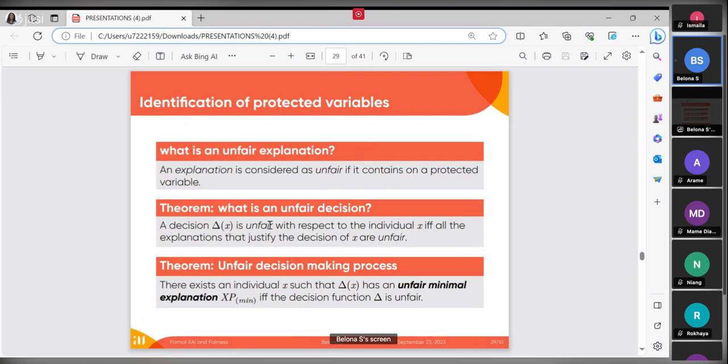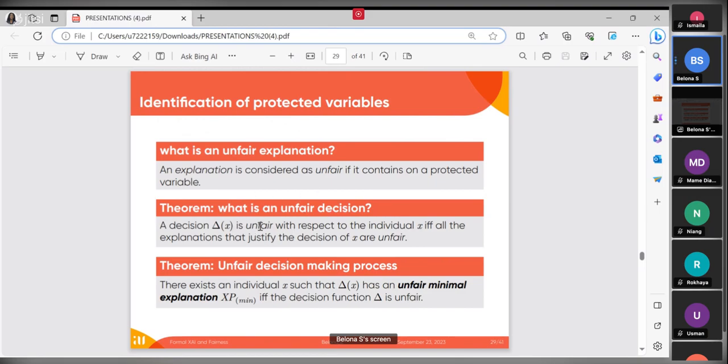So from this definition, we have two theorems that appear. First of all, we will say that a decision is unfair with respect to the individual X if all the explanations that justify the decision of X are unfair. This is the consequence of this definition. If all my explanations have a protected variable, it simply means that the decision process is unfair with me. Also, the second theorem is that if someone has one of its explanations which is unfair, it means that in the system there are people who are suffering from discrimination. So there is a lot of proof behind this, but you can just take it that way at this time.